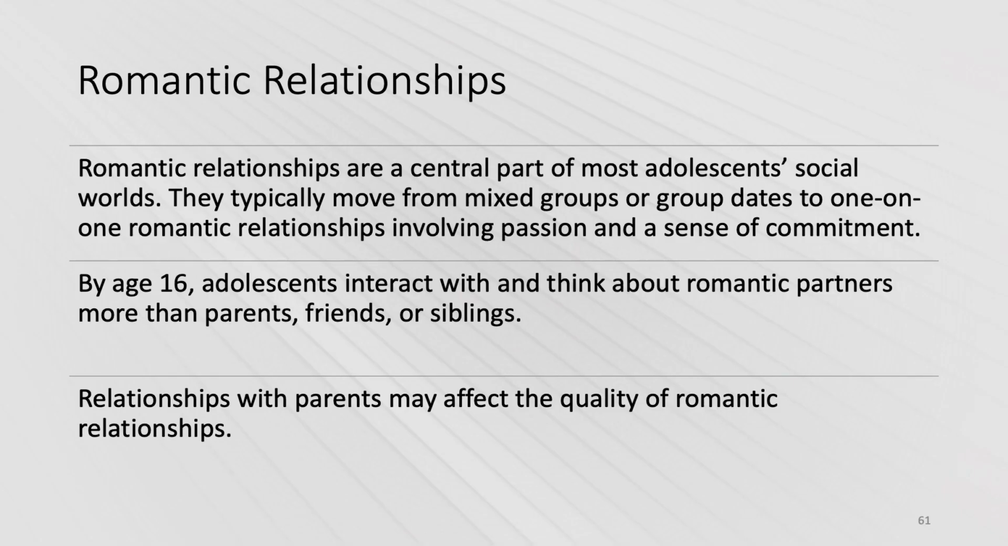The other aspect of adolescence is the romantic relationships. And romantic relationships are a central part of most adolescent social worlds. They typically move from mixed groups or group dates to one-on-one romantic relationships that do involve passion and a sense of commitment. By age 16, adolescents interact and think about their romantic partners more than their parents, more than their friends, and more than their siblings.